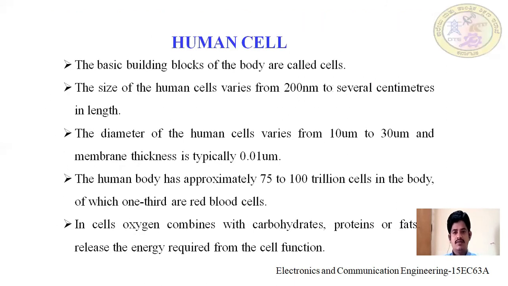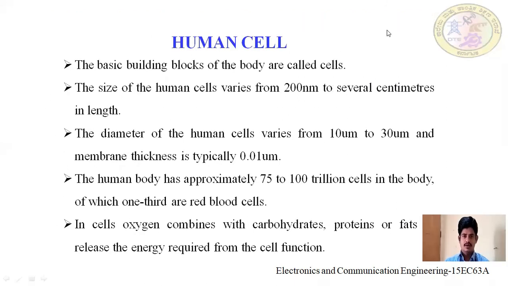That starts with the human cells. We will discuss the human cell. The human cell is a very important concept to understand the human body structure. So first we will understand what is meant by the human cell. The basic building blocks of the body are called cells. That means the body is made up of groups of cells. By combining different cells, the body organs are formed. Even the different body organs are made by combining different cells.